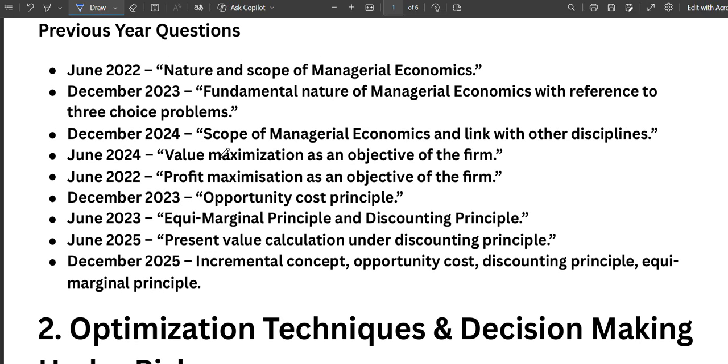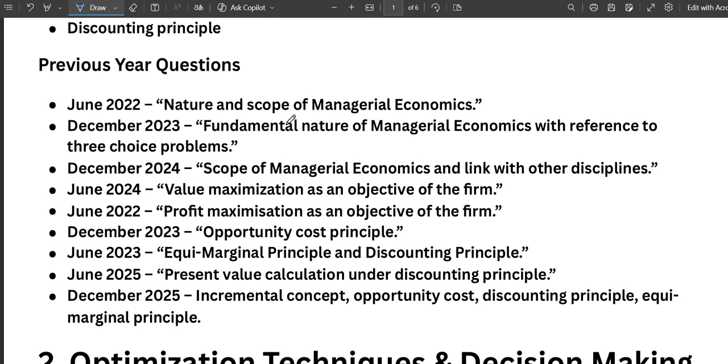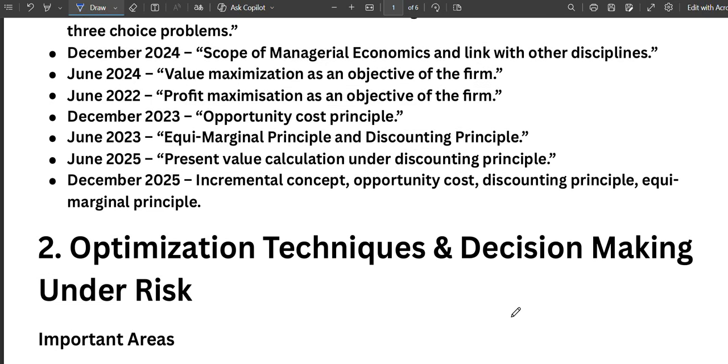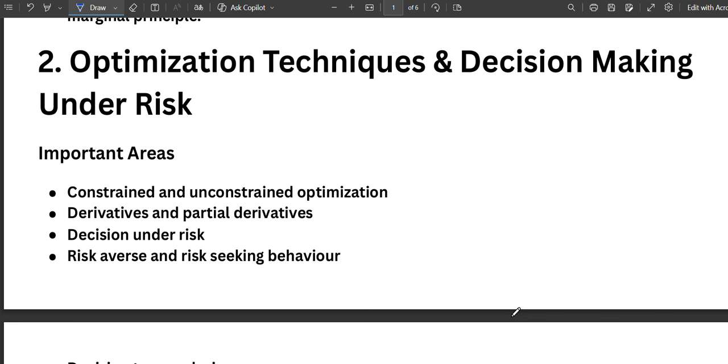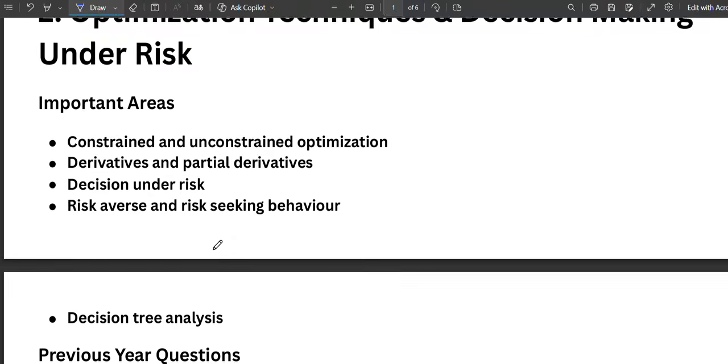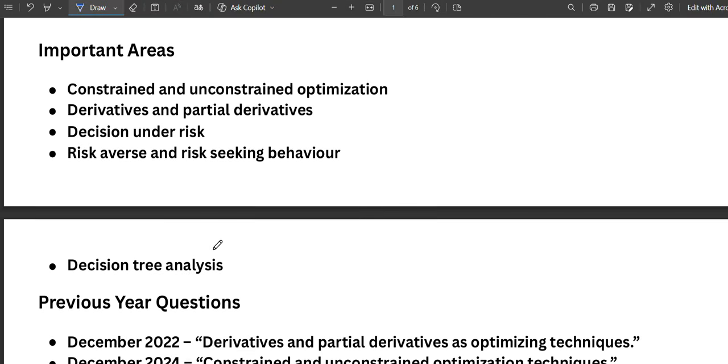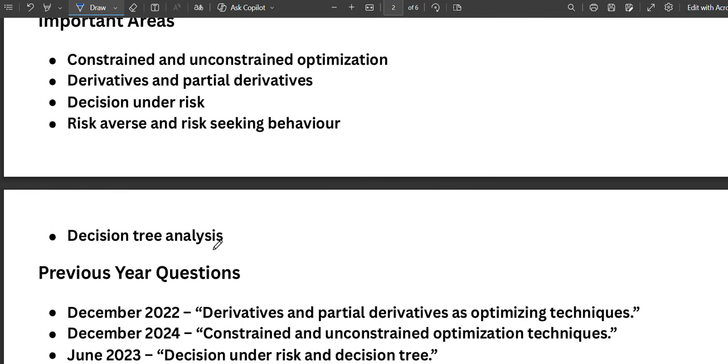In this topic we should focus on the scope of managerial economics, opportunity cost, what is opportunity cost, the discounting principle, what actually is discounting and how the discounting principle works, equi-marginal principle, profit maximization, and value maximization. These are the topics you have to focus on. In optimization techniques and decision making under risk, we have to focus on constrained and unconstrained optimization, derivatives and partial derivatives, decision under risk, risk averse and risk seeking behavior, and decision tree analysis.